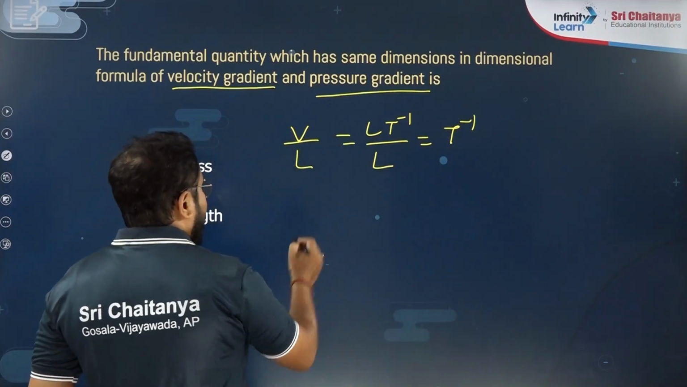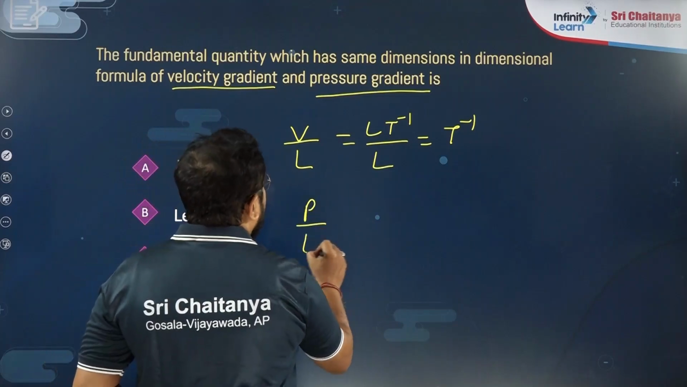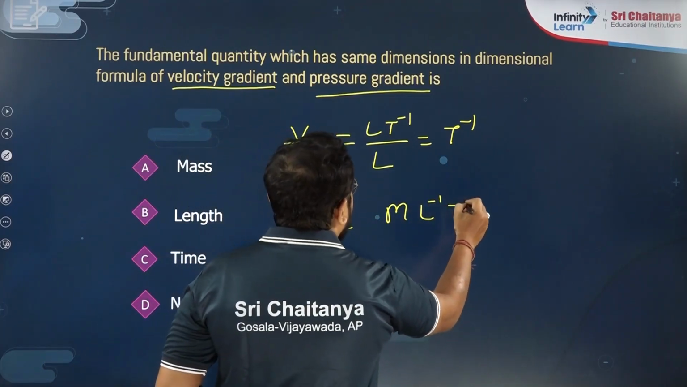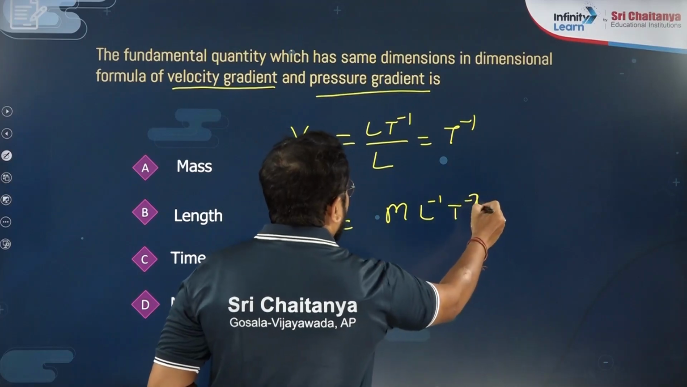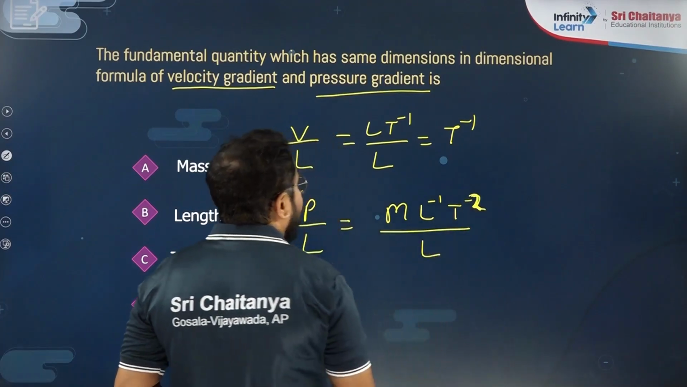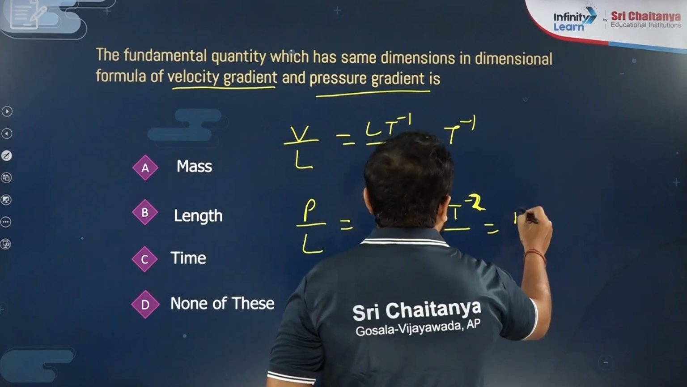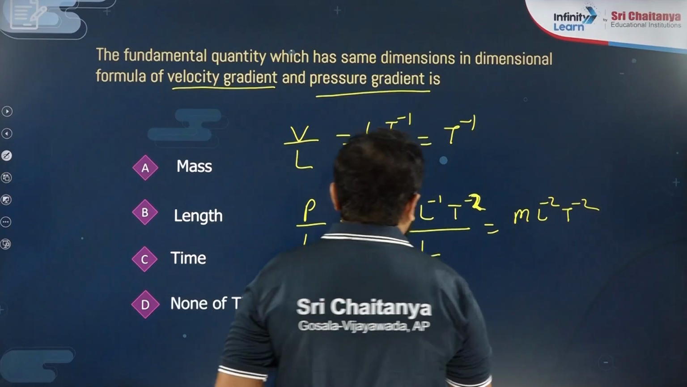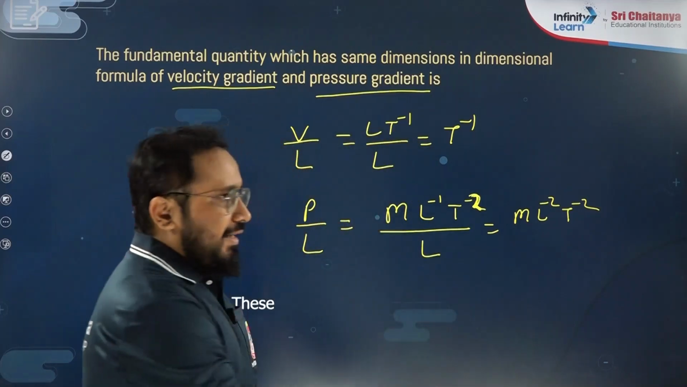Pressure gradient is what? Pressure divided by length. So what is pressure? ML inverse T minus 2, divided by L. So it will become ML minus 2 T minus 2. This will become your pressure gradient.